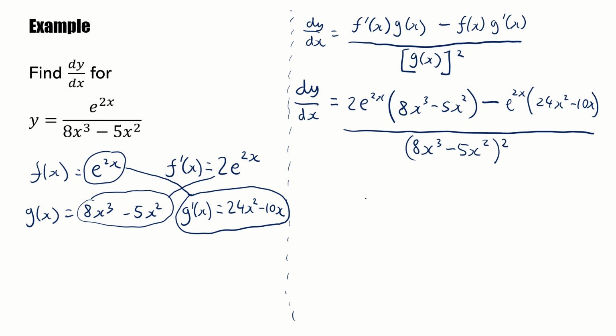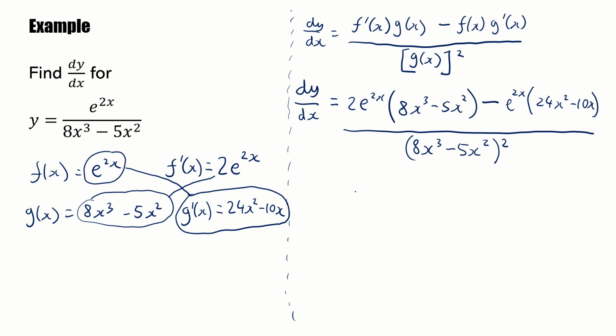Okay, so that is us differentiating something using quotient rule. It really is that simple, as long as you pay attention to where all the different parts are in the formula. Some things to bear in mind though. First of all, just like product rule, sometimes you're required to factorize your answer.